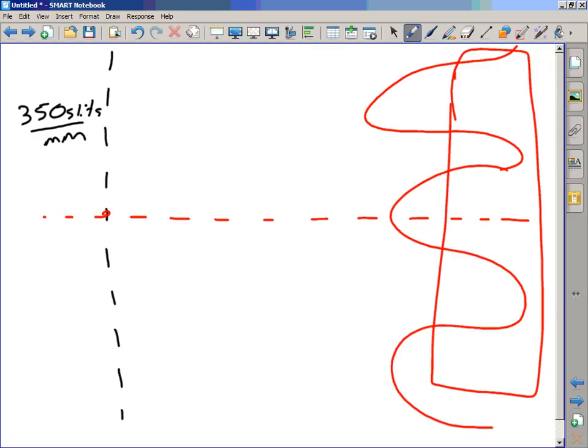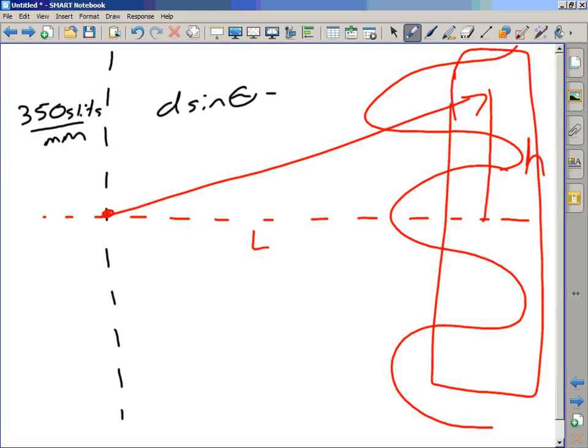Now, this works the exact same way, with the exact same equations as the double slit experiment. This behaves according to d sine theta equals n lambda. Same, right? Now, here's theta. This also has the equation tan theta equals h over L.